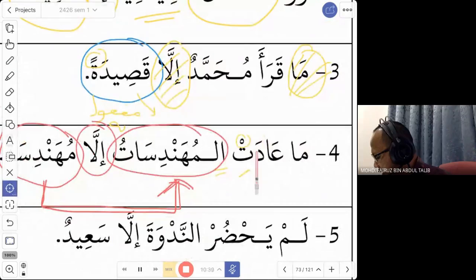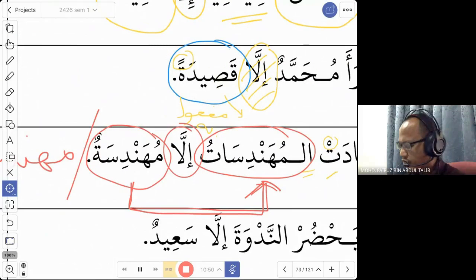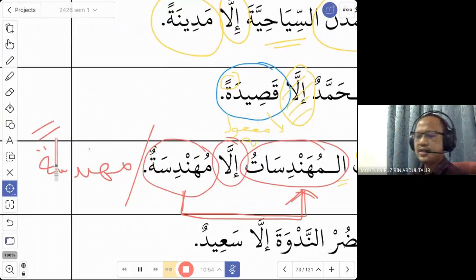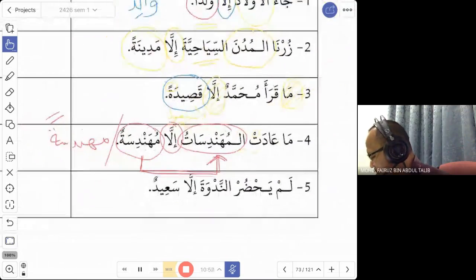This is the fi'il. This is the fa'il. So fa'il is marfu. That is why for this jumlah, they read it with marfu as well. Illa muhandisatun. So both are correct. Both are equally correct. Muhandisatun or muhandisatan. Okay. So that is for the jumlah number 4.